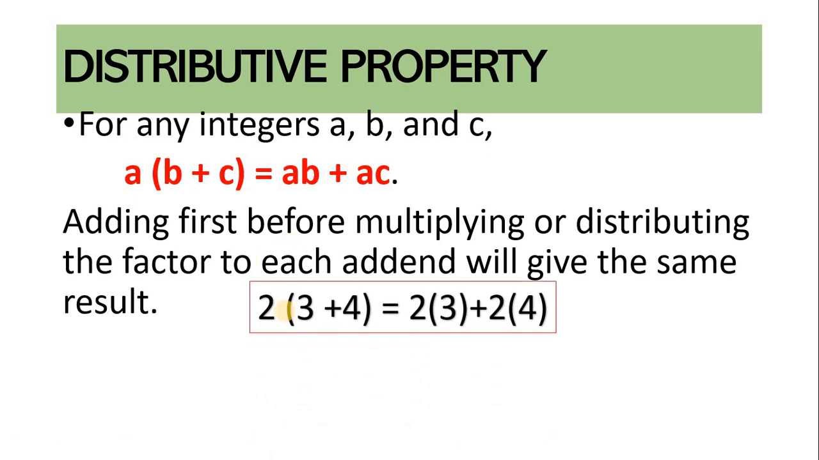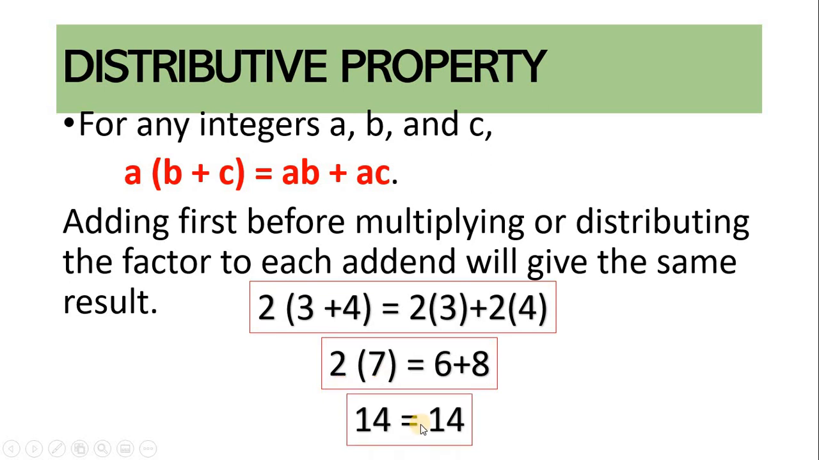Okay? Example. 2 times the quantity of 3 plus 4 is equal to 2 times 3 plus 2 times 4. So, dinistribute natin si 2 doon sa addend, sa 3 and sa 4. So, kahit mauna natin na mag-add tayo, 3 plus 4 is equal to 7 times 2, diba? And for this, kung uunahin natin yung multiplication, 2 times 3 is 6 and 2 times 4 is 8. So, same pa din. The result is equal to 14, diba? So, that's the distributive property.